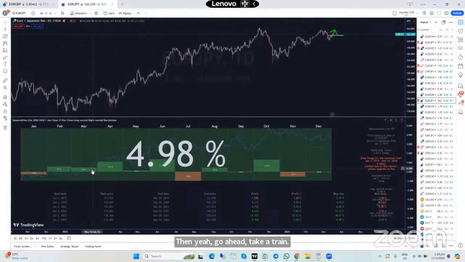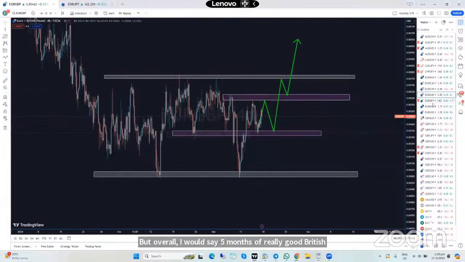Euro yen possibly is something that we can also trade. So you can see that Feb, March, April, May, maybe you want to take some profits off, and June. But overall, I would say 5 months of really good bullish trend. So let's have a look at Euro yen.